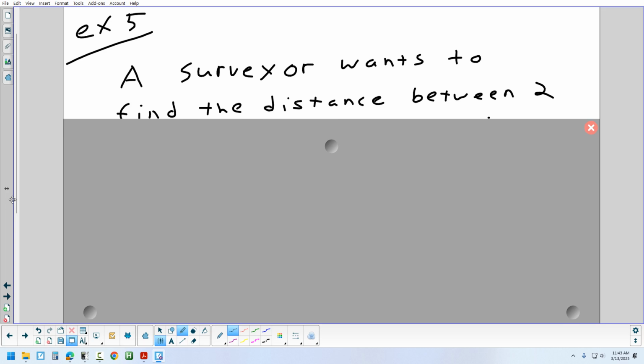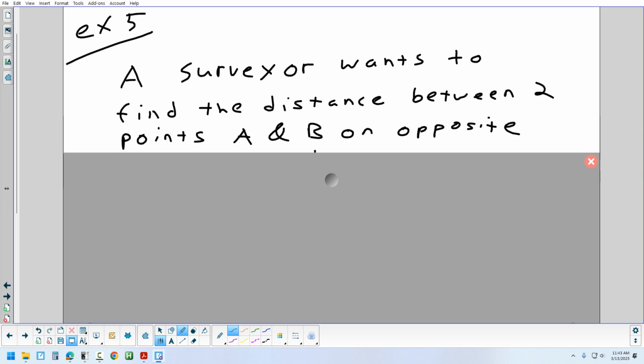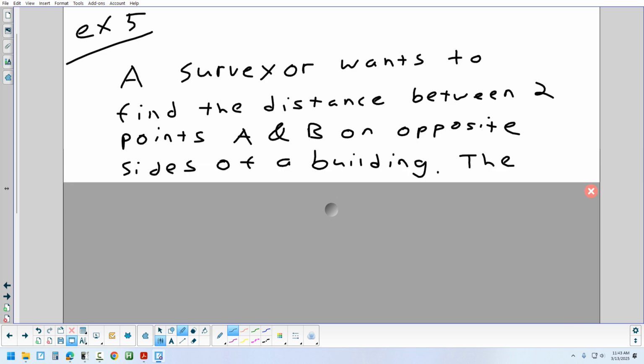So just to set up what's going to happen in this problem, we're trying to find the distance between two points. Now, it could be on opposite sides of a canyon, it could be at opposite sides of the house, but for whatever reason, it's not easy to just directly measure the distance. A canyon would obviously make it a lot harder than a house, but yeah, so we've got two points we're trying to find the distance between. And they're on opposite sides of a house.